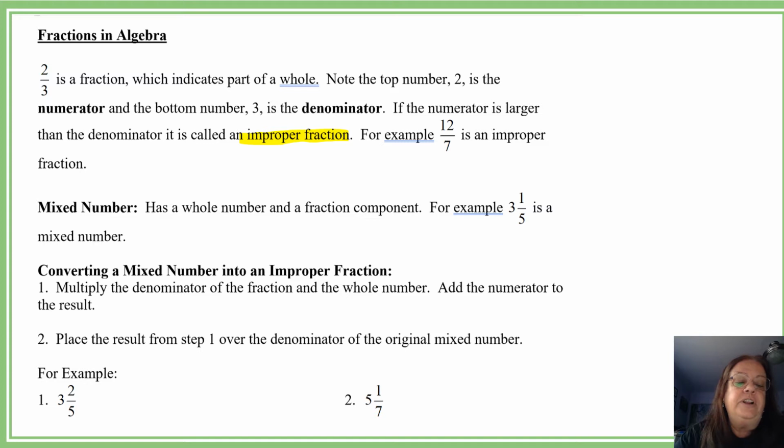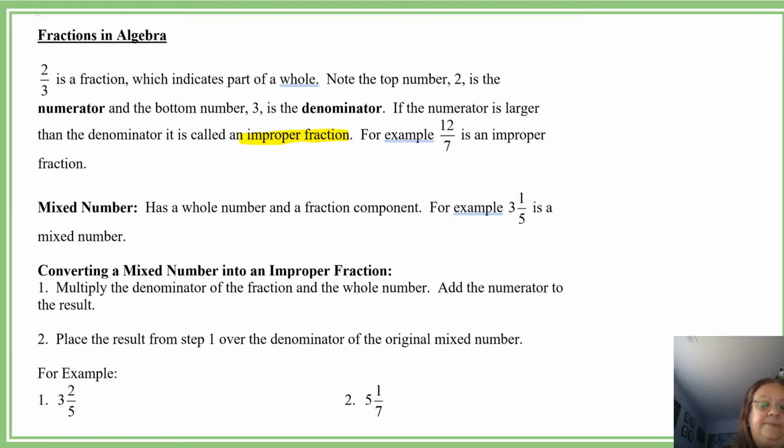All right, converting a mixed number into an improper fraction. Multiply the denominator of the fraction and the whole number. Then add the numerator to the results. That sounds very complicated. In practicality, it's actually pretty easy. Place the results from step 1 over the denominator of the original mixed number.